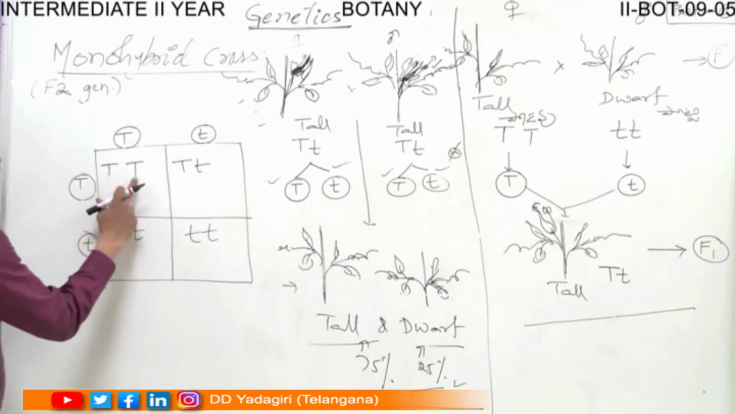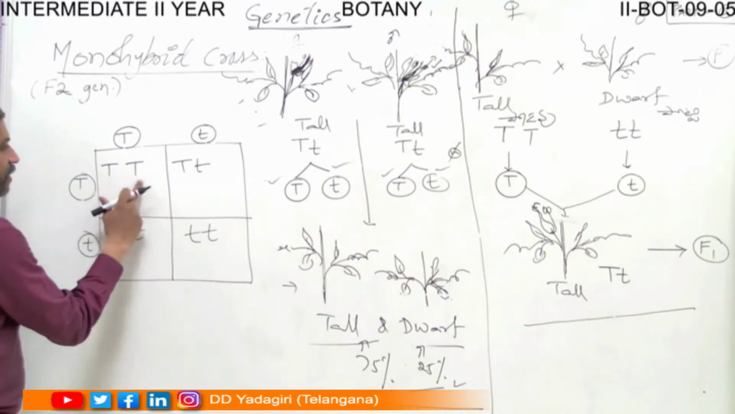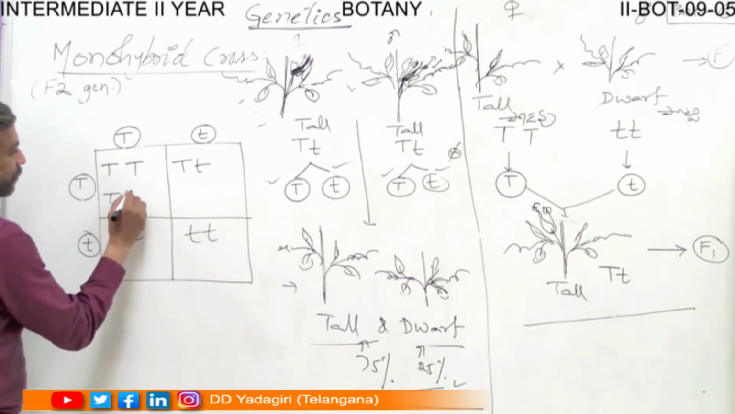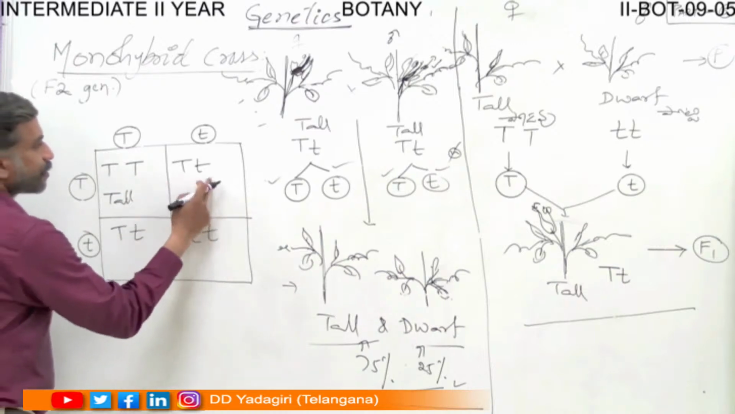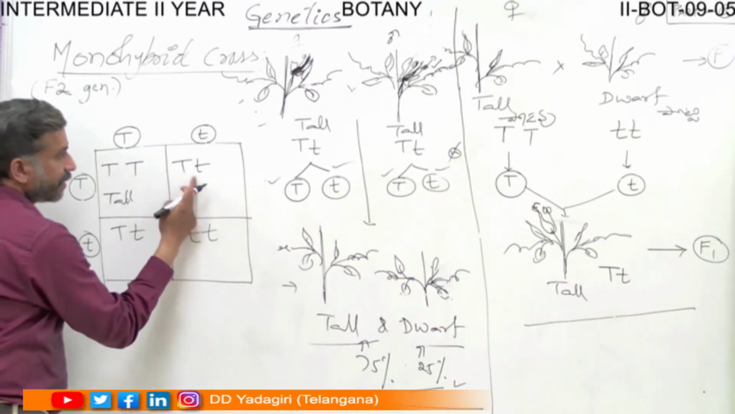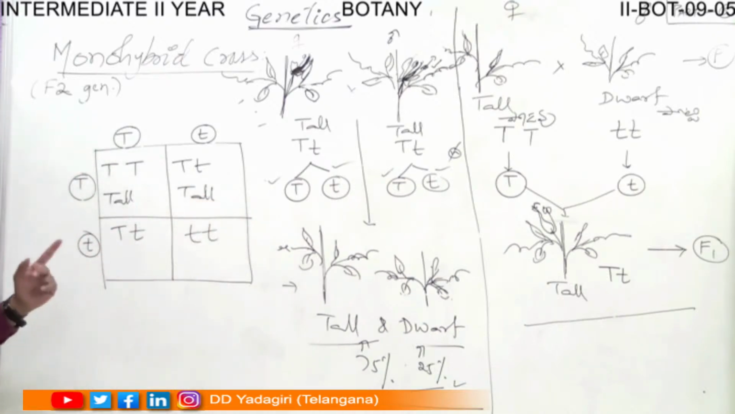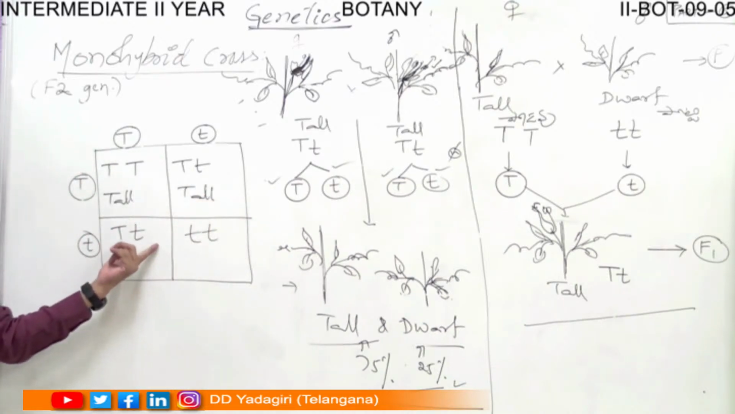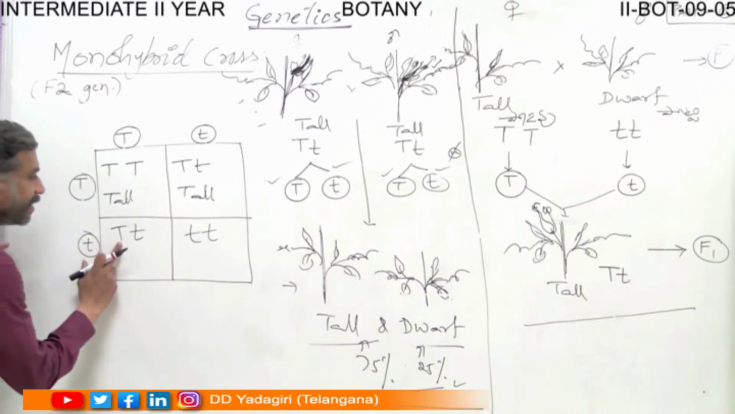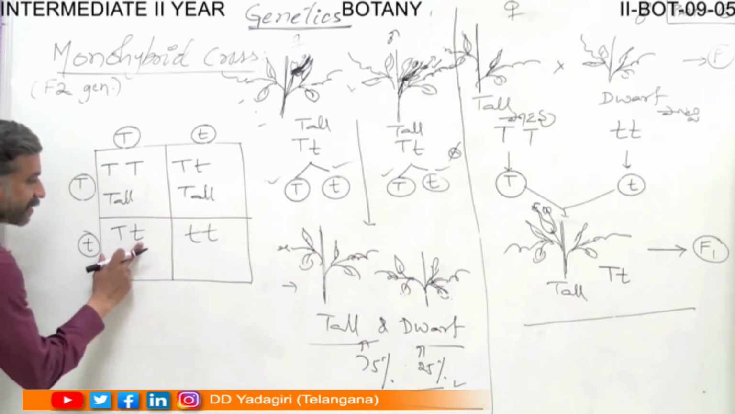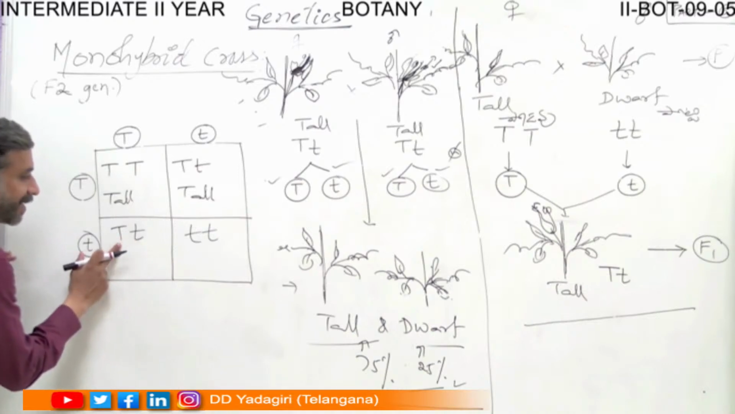So if the genotype is capital T and capital T, what is the phenotype here? The plant is tall. Here also, because capital T is dominant, the plants are tall. Here also capital T small t, heterozygous condition. Whenever the alleles occur in heterozygous condition, the dominant gene will mask the recessive gene. So the character of the dominant gene will only express itself.